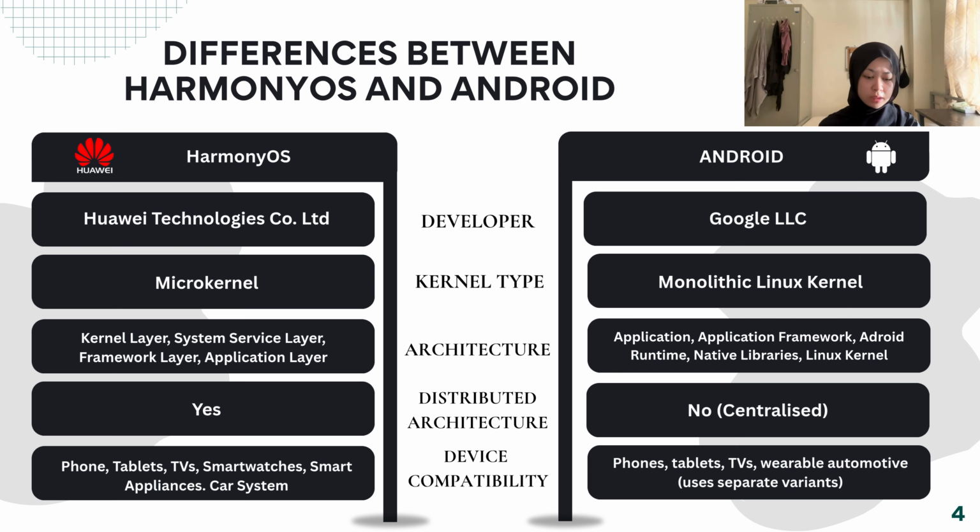For device compatibility, HarmonyOS can be used by phone, tablet, TV, smartwatch, smart appliance, and car system, while Android can also be used by the same devices as HarmonyOS, but it uses separate variants.